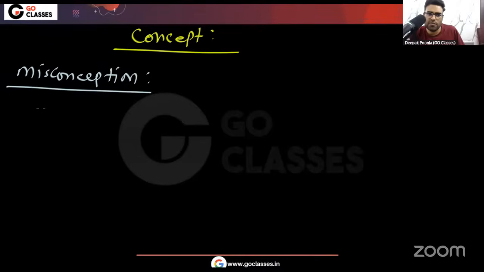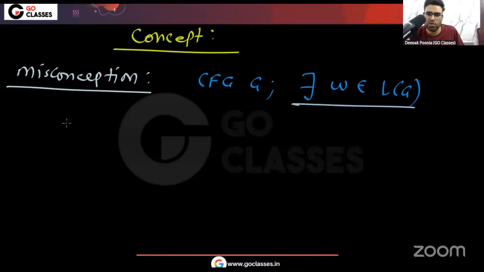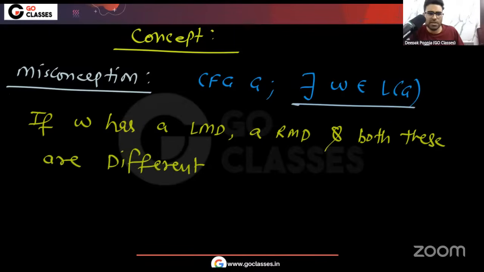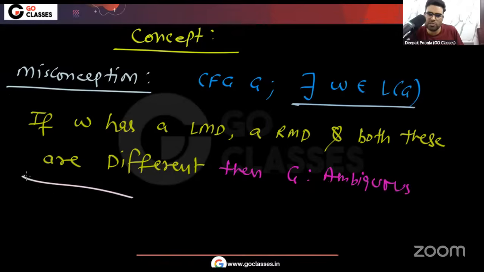Many students think that you have a context-free grammar G, and let's assume there exists a string W, at least one string W. Now, for this W, let's assume there is an LMD and there is an RMD, and if they are different, then the grammar is ambiguous. You can see, if W has a leftmost derivation and a rightmost derivation, and both are different, then G is ambiguous. Let me tell you, this is actually nonsense.